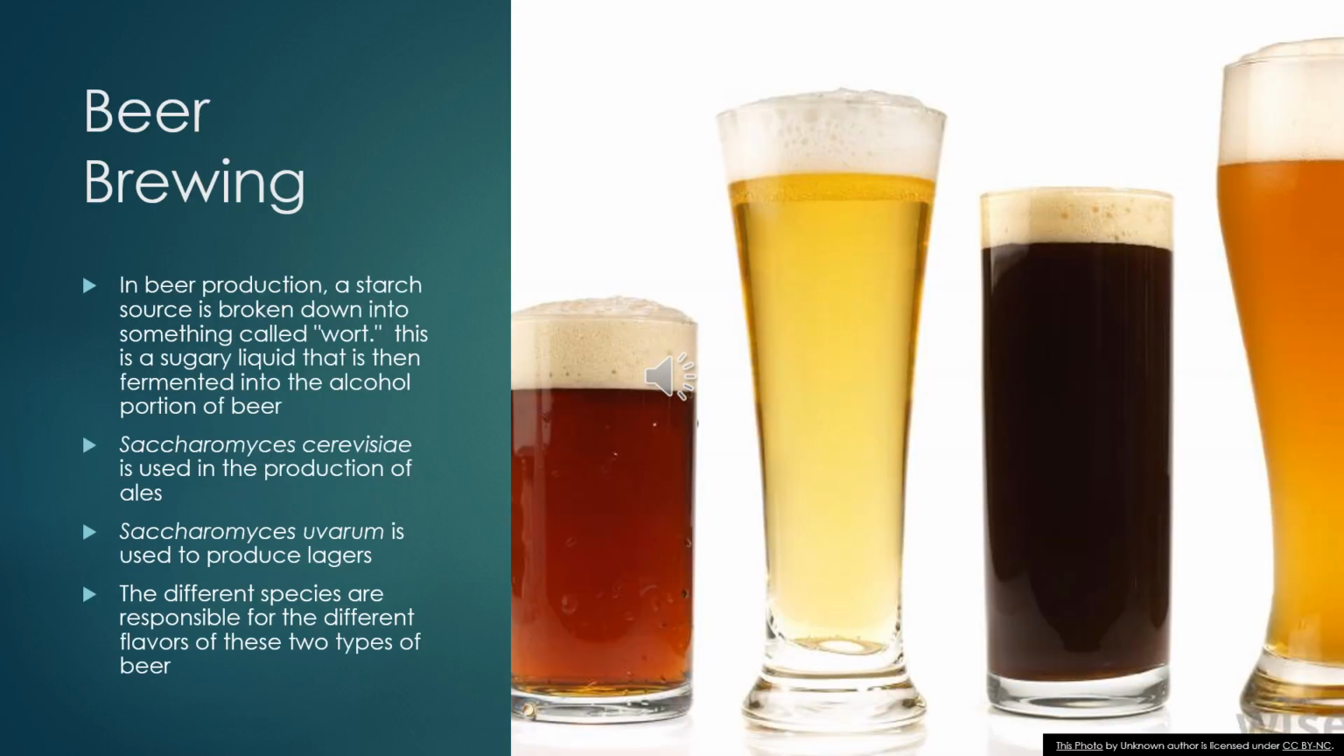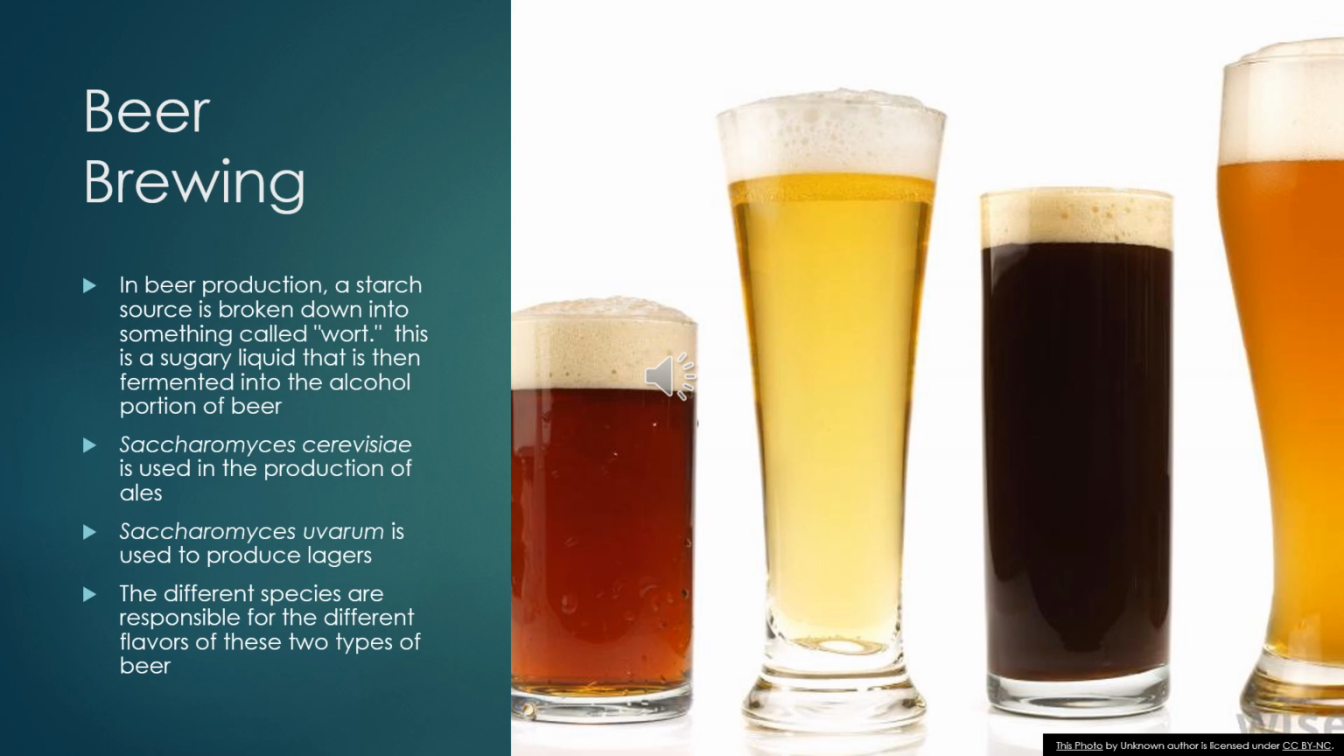In beer production, a starch source is broken down into something called wort. That's a sugary liquid that becomes the alcohol portion of the beer once it's fermented. And Saccharomyces cerevisiae is used in the production of ales, and Saccharomyces uvarum is used to produce lagers.